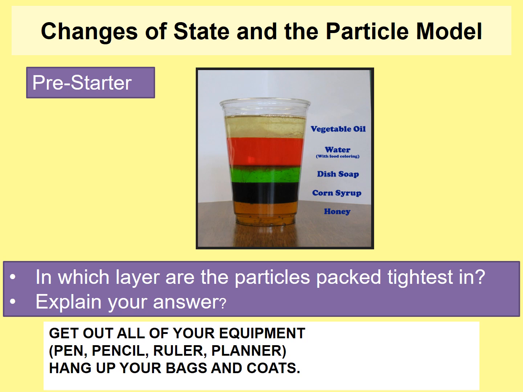Okay, so what I'm hoping you've gone for is the honey, and that's because it's the most dense. And we use this word density quite a lot, but we don't necessarily always understand exactly what it means. So the particles which are most spaced out is probably in the vegetable oil, and the ones which are closest together is probably in the honey.